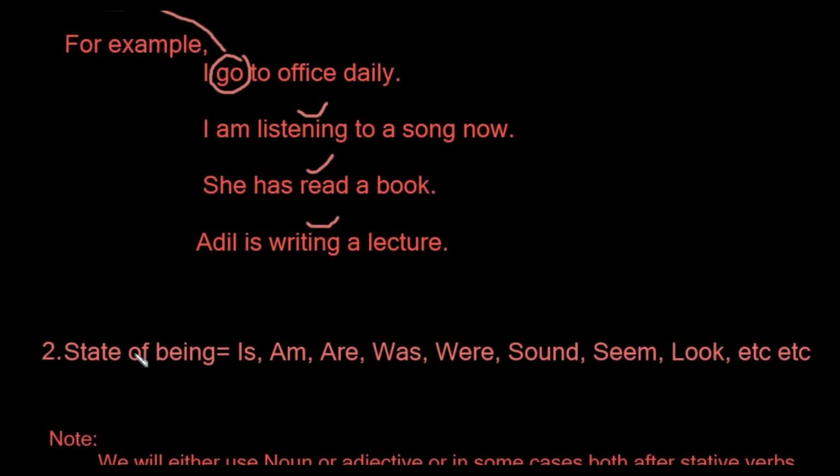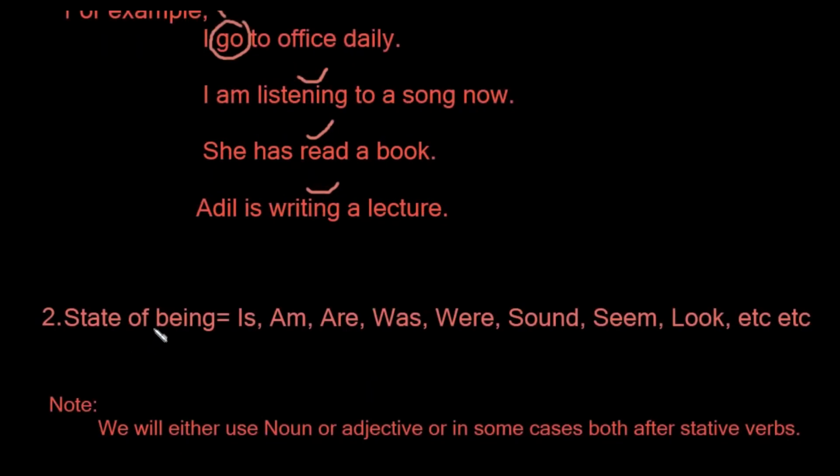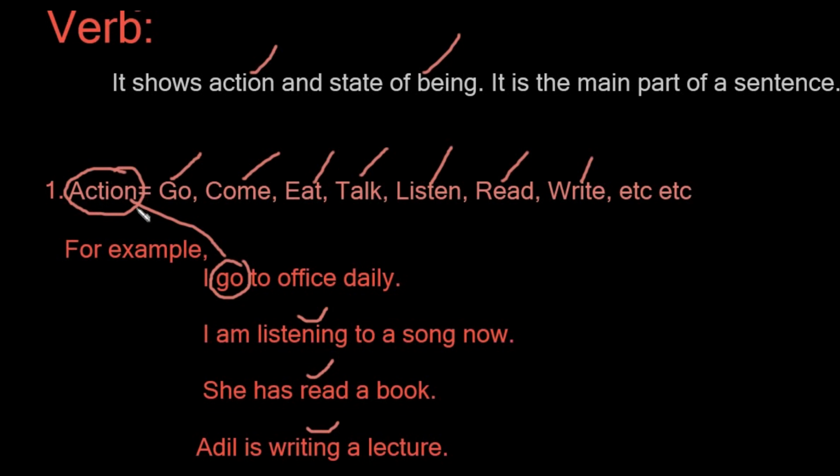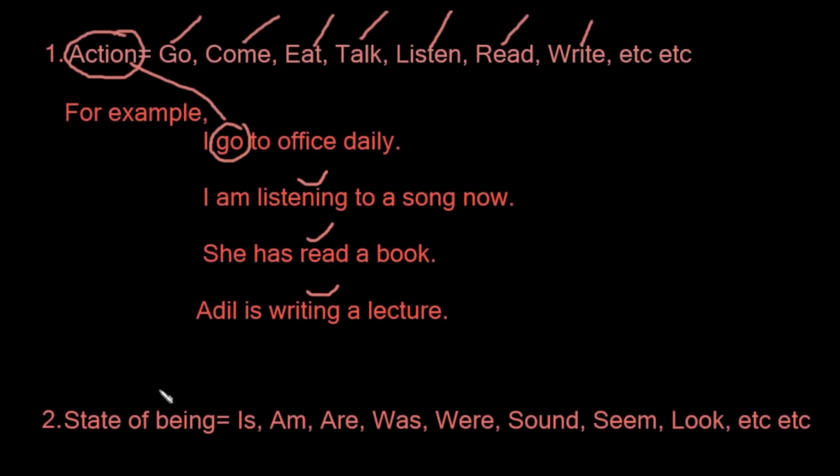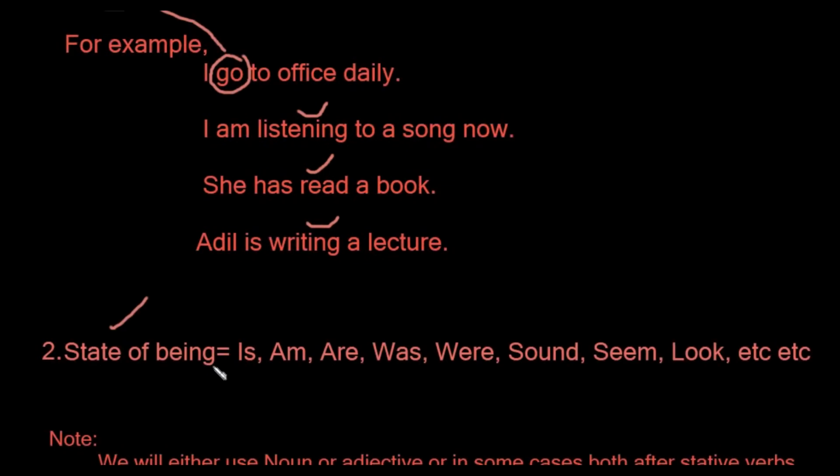The second we have is state of being. So what is the state of being? Remember, the action verb will show action, while the state of being will show situation, like in which situation we are right now. For example, is, am, are, was, were, sound, seem, look. These are all stative verbs, and they show situation.